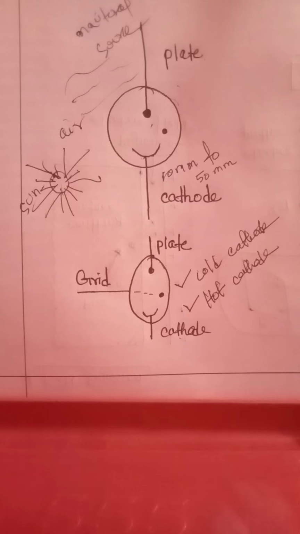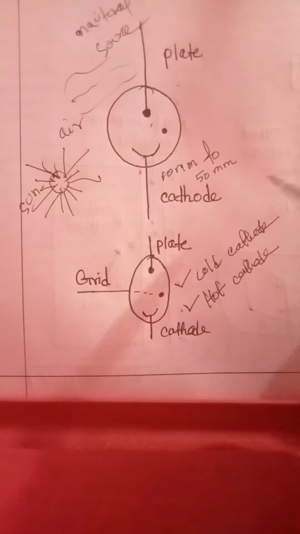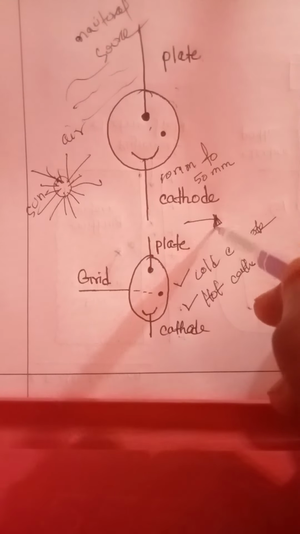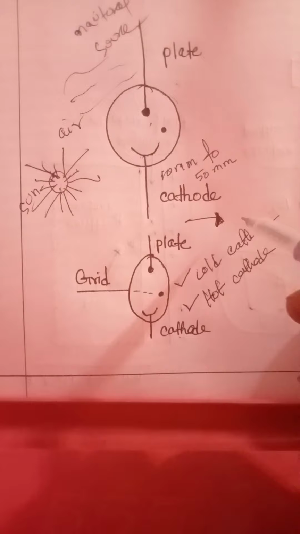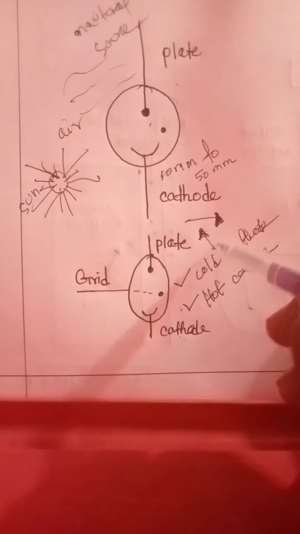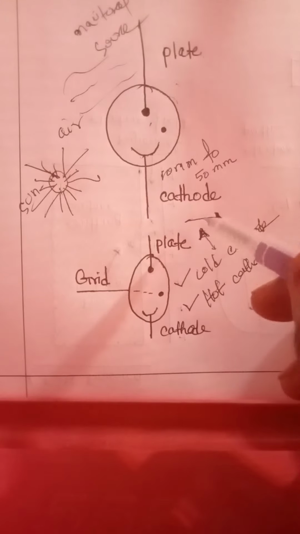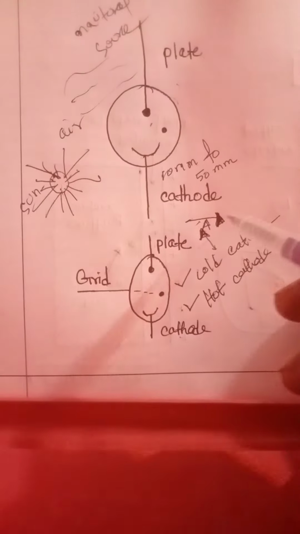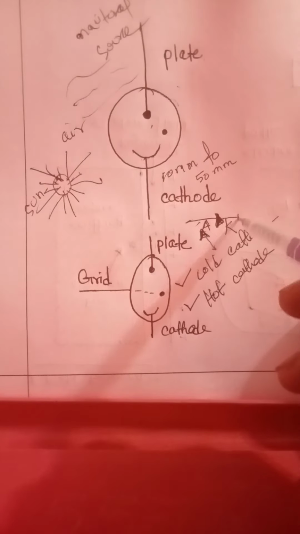Most cold cathode tubes are used as diodes. We know this; what is a diode? It has an anode and a cathode terminal. Most cold cathode tubes are used as diodes.